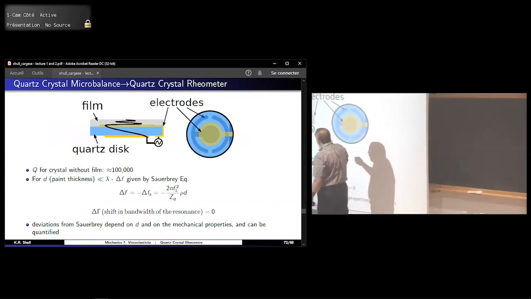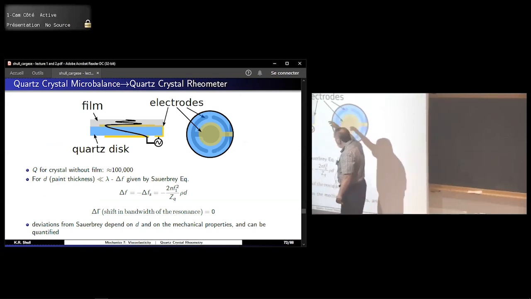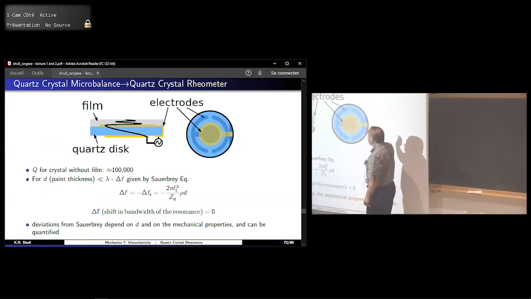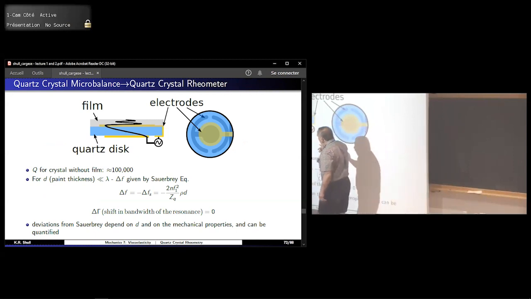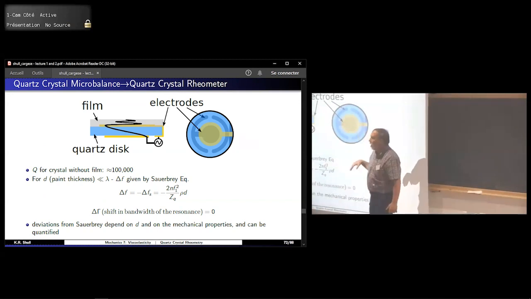It's most commonly used as a mass sensor, a microbalance. And there are literally thousands of papers written about this topic. The reason I mentioned what the quality factor is: 16 is a pretty crummy oscillator. This has a quality factor of about 100,000. Quartz itself has very little viscoelasticity, it's a very stable resonance, and you'll see what it looks like in the frequency domain a little bit.